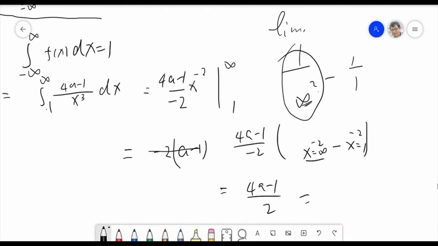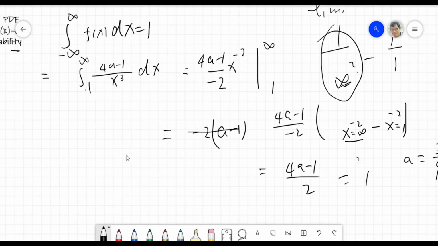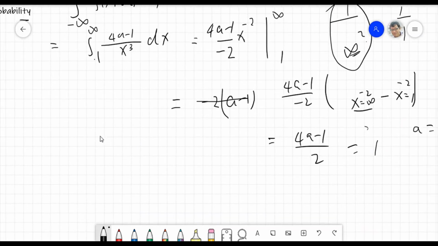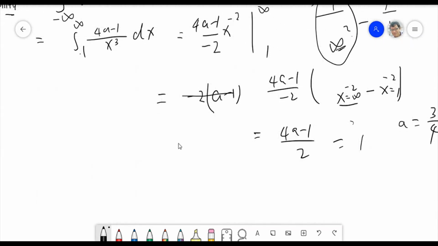Here already here is 1, so it's 1. So a equals to what? This 2 goes to the other side, so 3. So 3 over 4. So this is a, right? So since you already know a, this probability density function we can write here this way, okay?